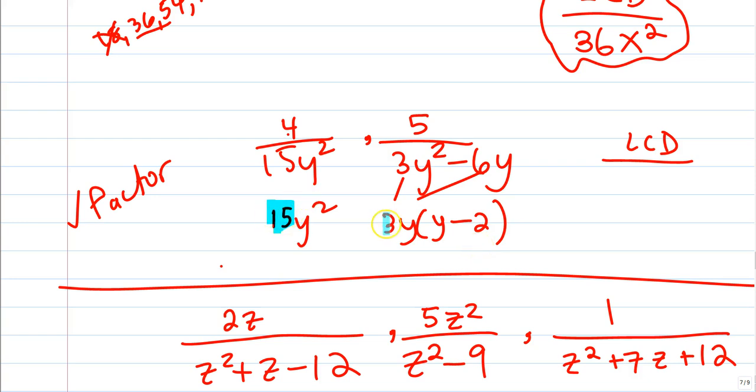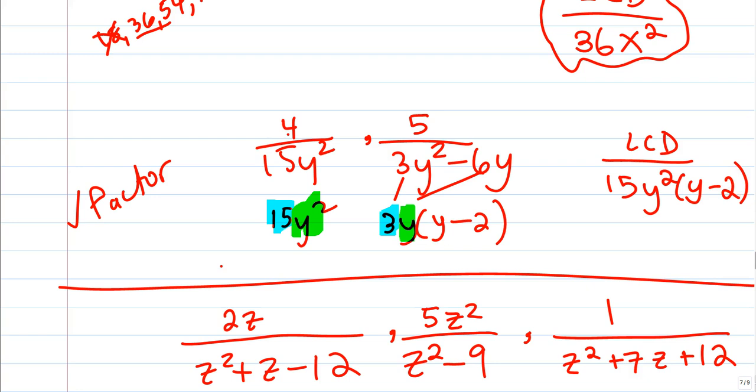I can start with the numbers, 3 and 15. The lowest common denominator of 3 and 15 is 15. Lowest common denominator for y and y squared: keep the highest power. And what do I do with that group at the end? Well, if I wanted to add these, they would both need that group, so it would be part of the least common denominator.